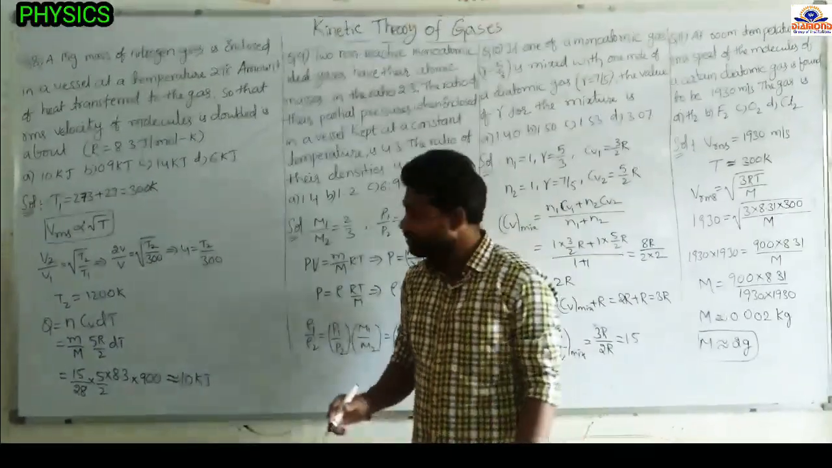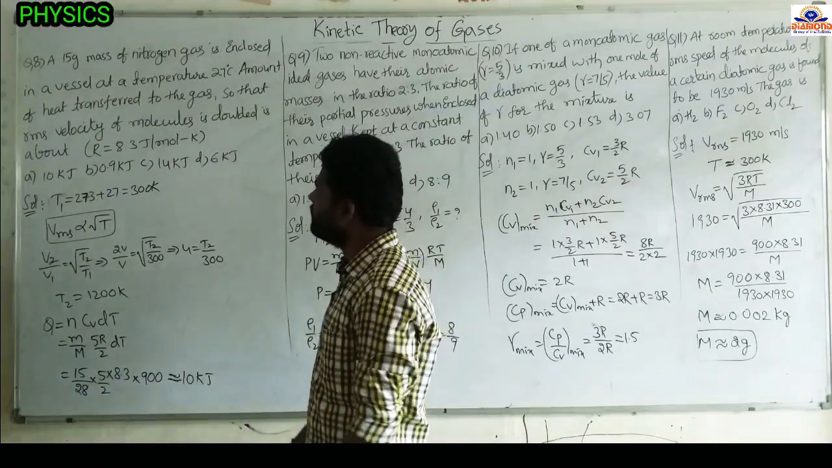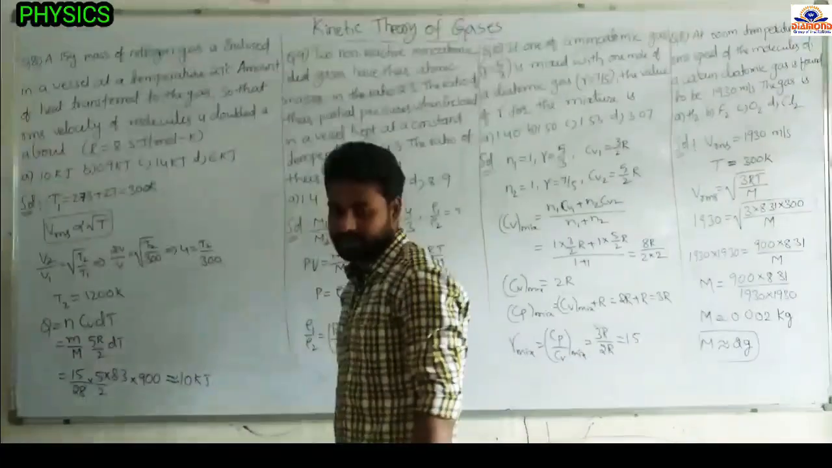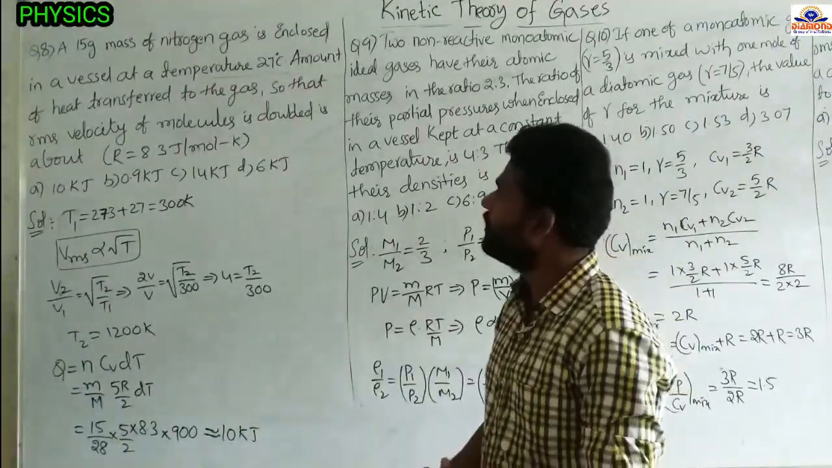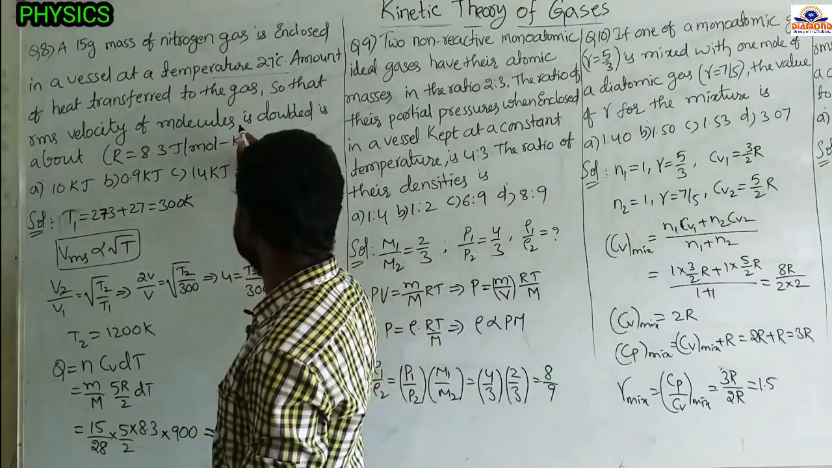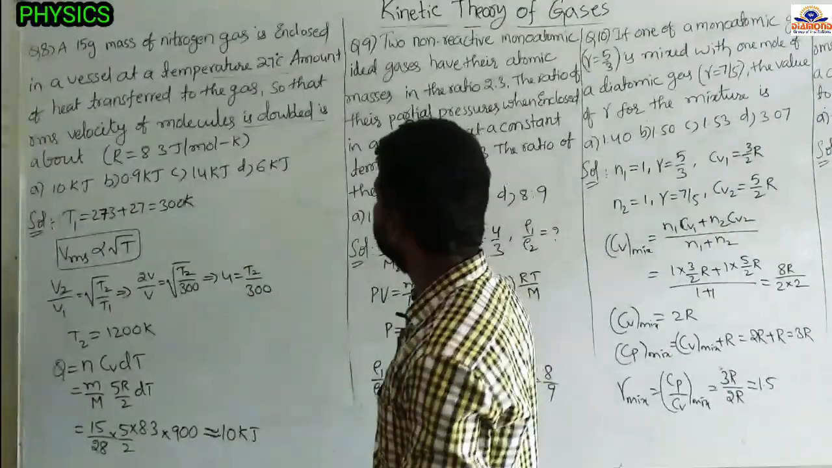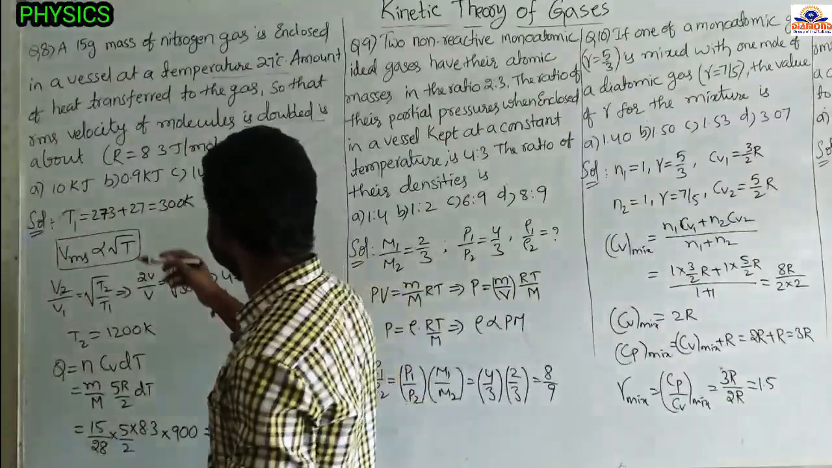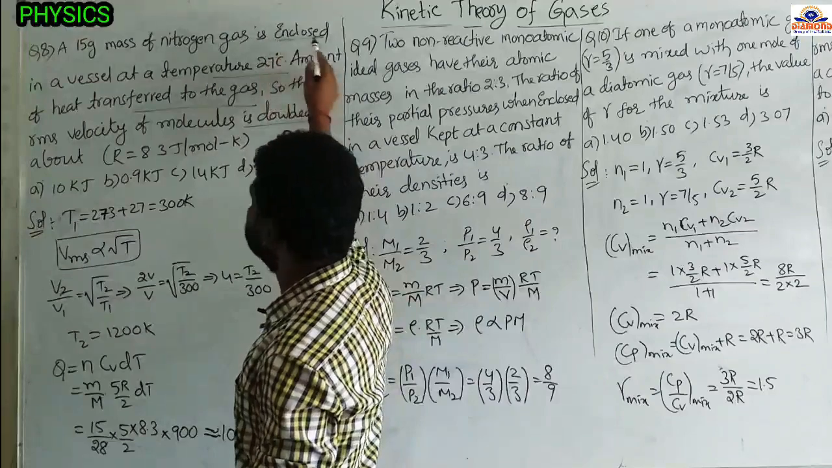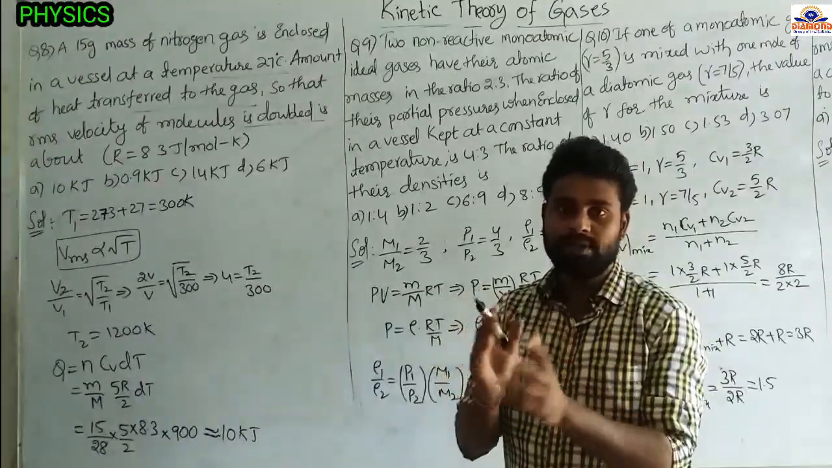Okay, see the next question, 8th question. A 15 gram mass of nitrogen gas is enclosed in a vessel at a temperature of 27 degrees centigrade. Find the amount of heat transferred to the gas so that the RMS velocity of the molecules is doubled. So now we have to find the amount of heat transferred to the gas. The gas is enclosed in a vessel, so the volume is constant.